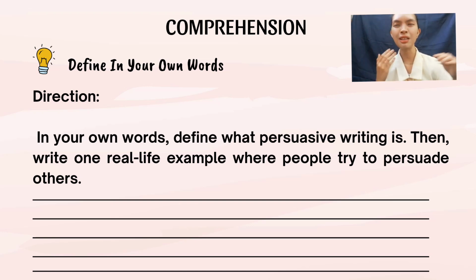So in this activity, instead of just memorizing the definition of persuasive writing, learners have to restate it using their own understanding. Then they will apply it to a real life example, such as advertising, a debate, or convincing someone. So this shows they really understand persuasion. Not just memorize it, but they understand what the topic is all about. What is persuasive writing all about?